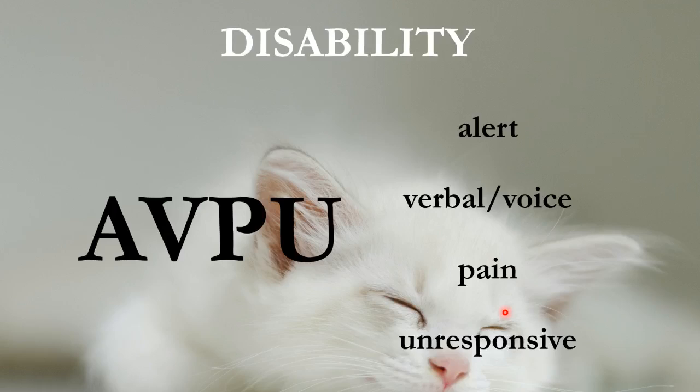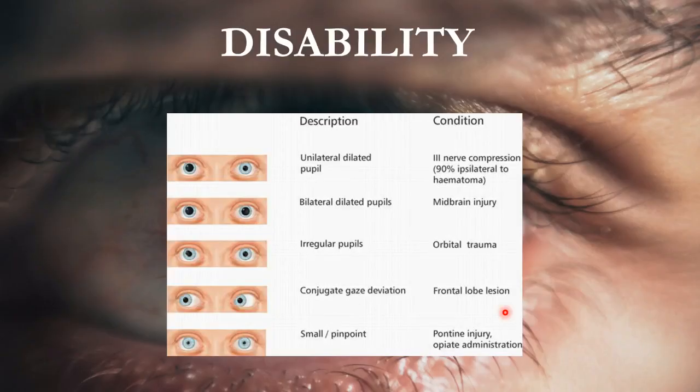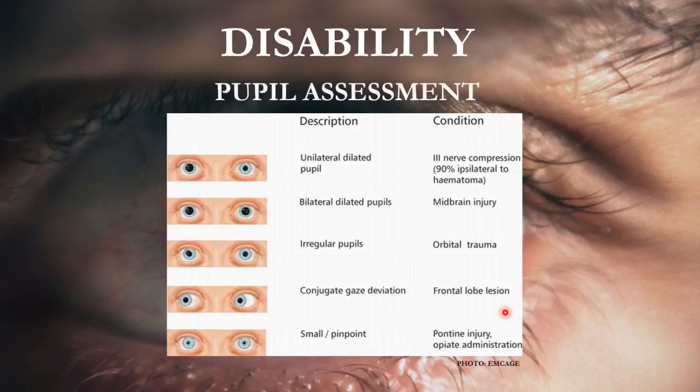Next, we also assess pupil response here. Pupil assessment. If you remember, pupils equally round and reactive to light and accommodation. So how do you assess pupils? You shine light with a pen torch. When you shine light to one eye, the other eye should react as well. Equally round and reactive to light and accommodation.